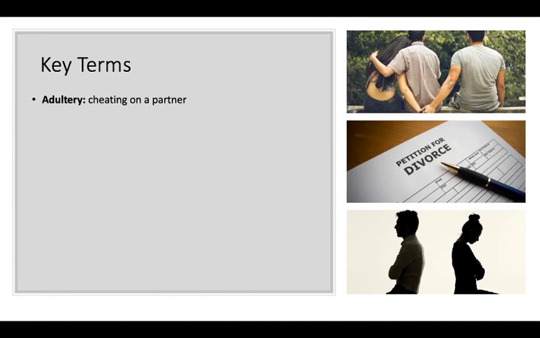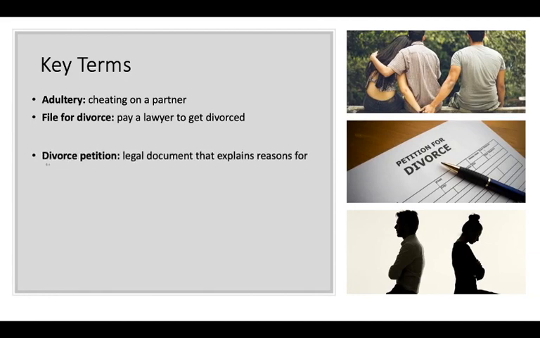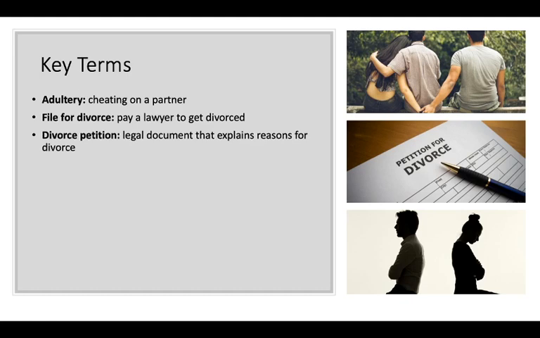So, adultery means cheating on a partner. File for divorce means that you go in, you pay a lawyer to kickstart the process of getting divorced. A divorce petition is a legal document that explains the reasons for divorce. An irretrievable breakdown is when a relationship is over and it just can't be recovered.